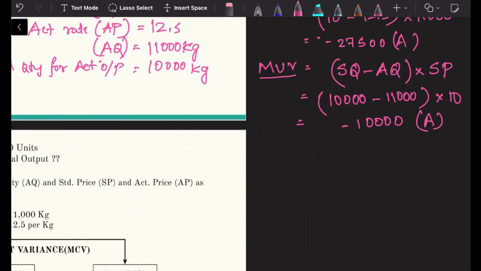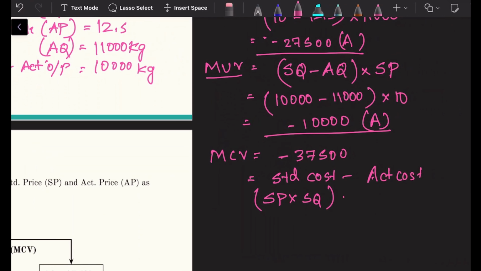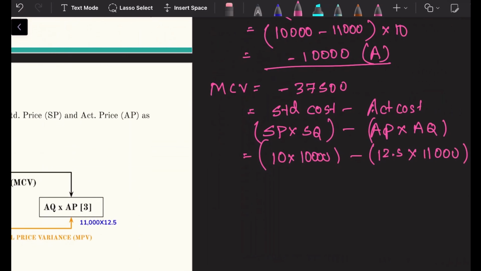Now next is material cost variance. Material cost variance is nothing but addition of these two. So my material cost variance is minus 37,500. If you have to use a formula to calculate material cost variance, this is nothing but standard cost minus actual cost. How do you find standard cost? Standard price into standard quantity minus actual price into actual quantity. So standard price is 10, standard quantity is 10,000. Actual price is 12.5, actual quantity is 11,000. When you do this also, you will get 37,500.